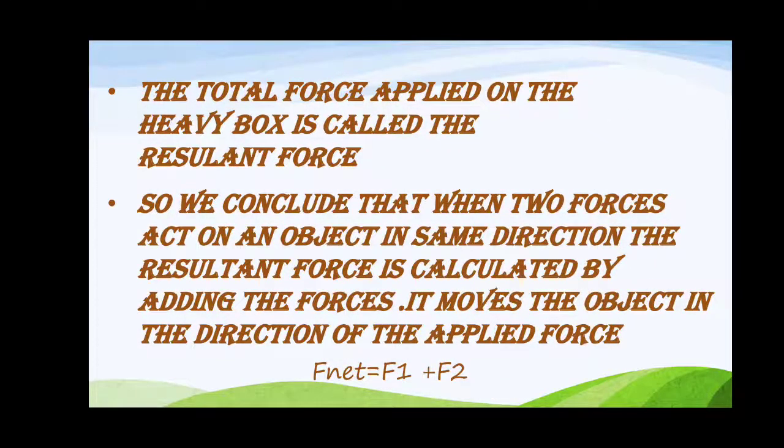Okay, so the total force applied on the heavy box is called a resultant force. And what do we conclude here? We conclude that when 2 forces act on an object in the same direction, the resultant force is calculated by adding the forces. It moves the object in the direction of the applied force. So we can calculate F net as F1 plus F2, since both the forces are acting in the same direction.